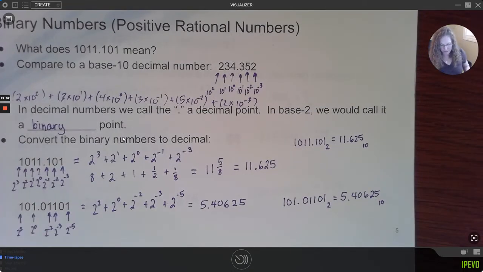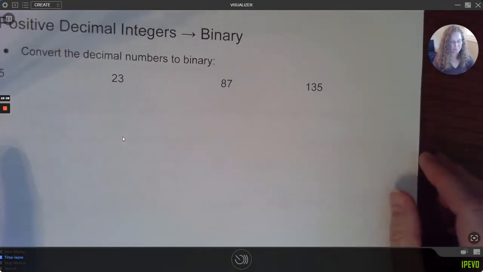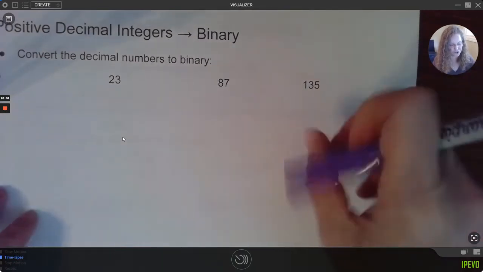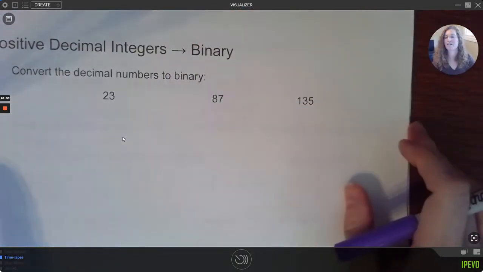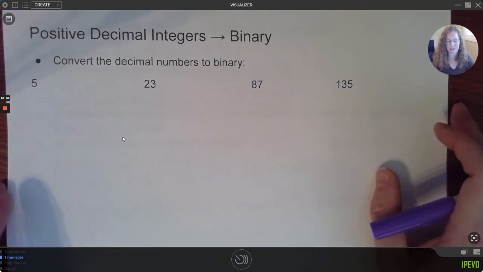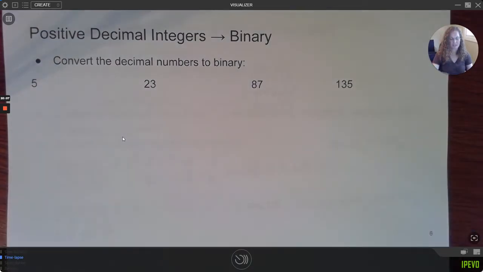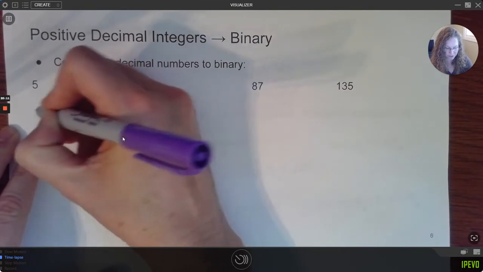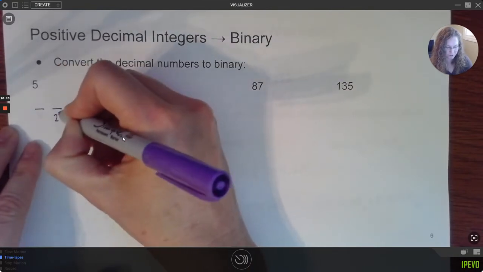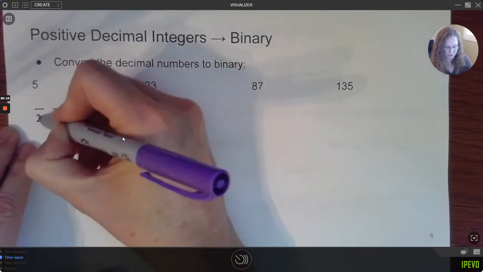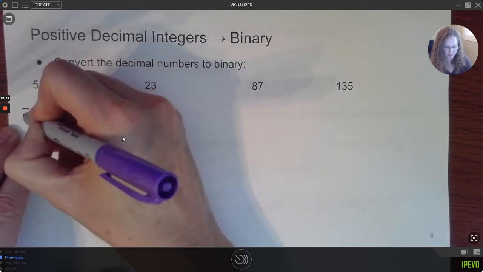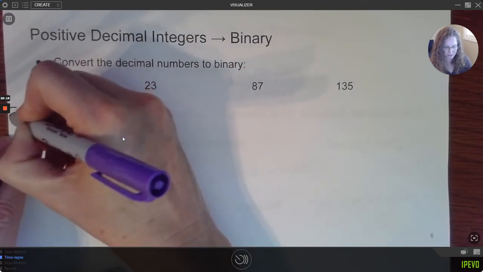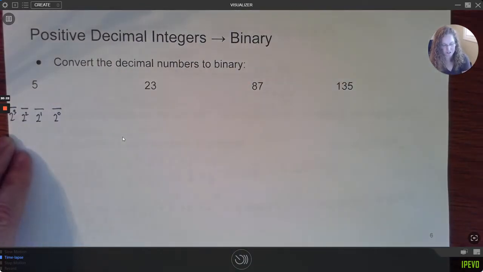So we're going to start with just positive integers and convert those to binary. Okay. So the number 5, you can think about, like if I were just to draw some little slots. I've got a 2 to the 0 place, I've got a 2 to the first place, I've got a 2 squared place, a 2 cubed place, etc., etc., etc.